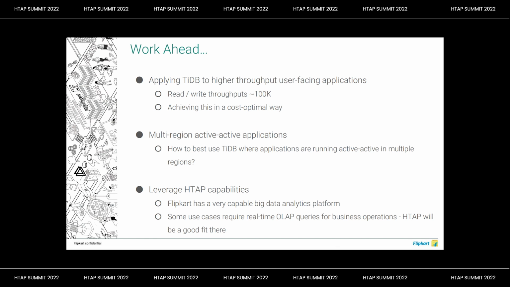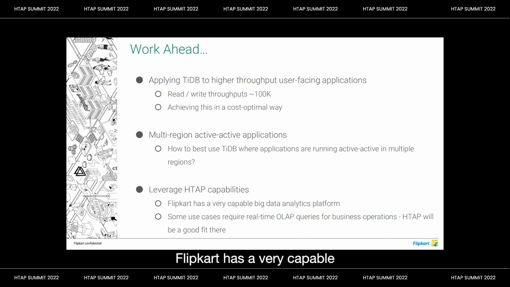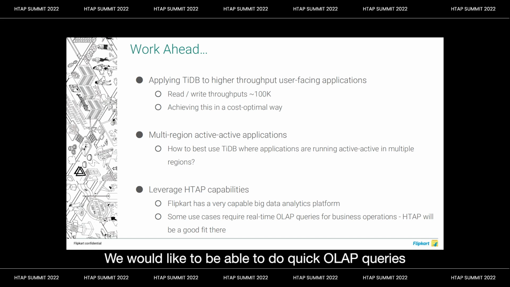And lastly, as I mentioned, the HTAP is an important part that we have not yet looked into. Flipkart has a very capable internal big data analytics platform, so that is used for the bulk of the analytics. But there are definitely use cases where to support business operations, we would like to be able to do quick OLAP queries on the OLTP data in real time. And we think HTAP will be a good fit there, but that is where we need to explore and figure out exactly how we put it to use.